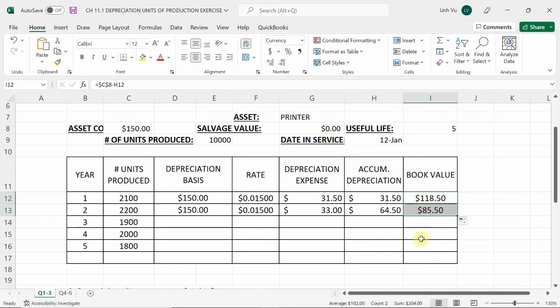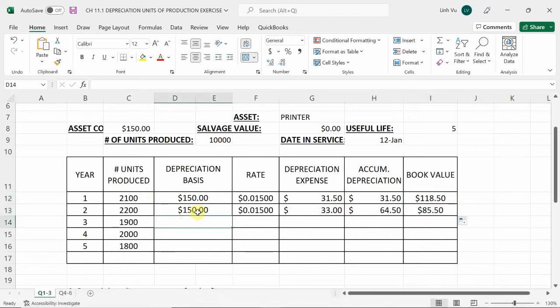Okay, good. Because I'm taking my asset cost of 150. I used $64.50 worth already. So therefore, my book value now at the end of using my asset for 2 years is $85.50. Okay? So now let's go ahead and do year 3.